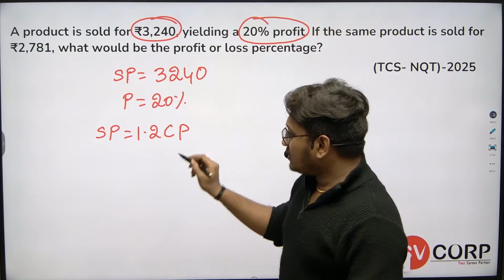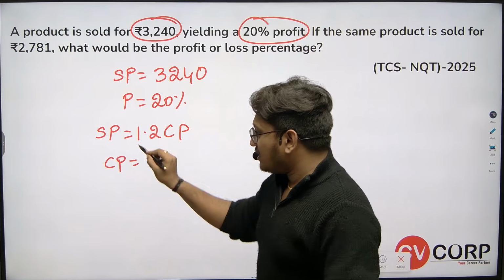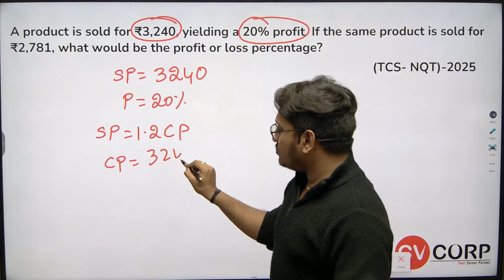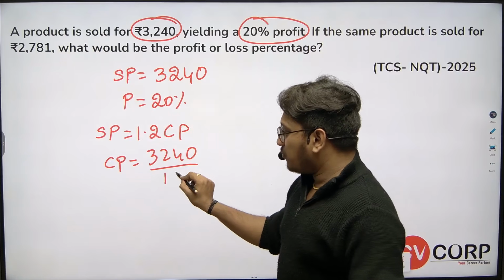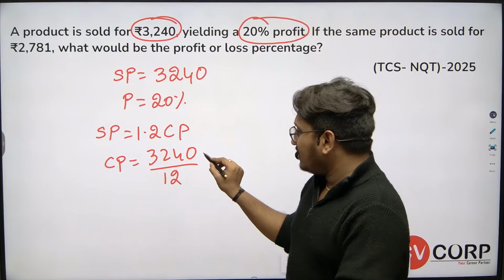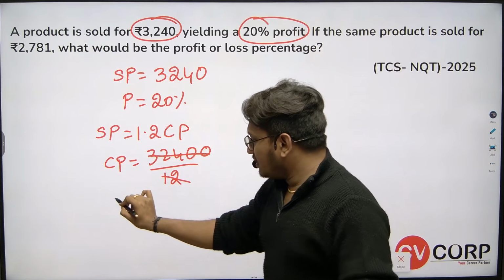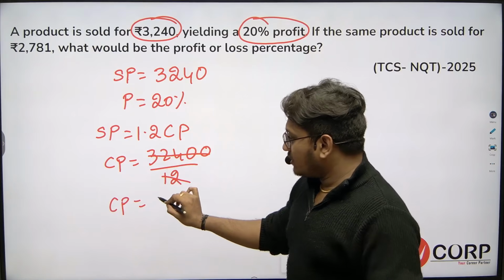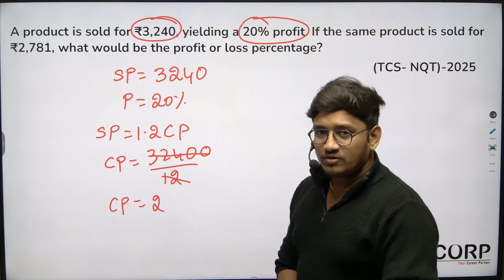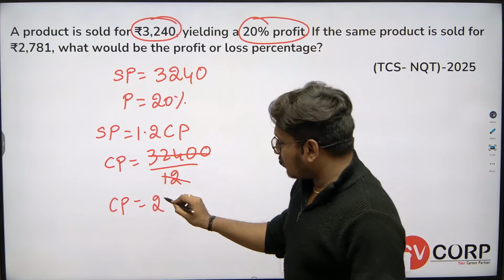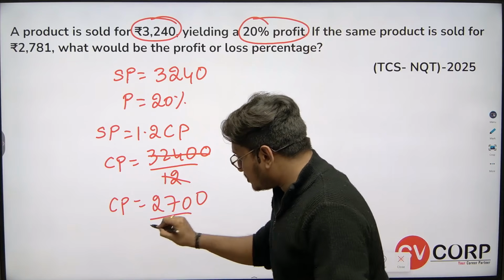Now from this I am finding the cost price. Very simple. Selling price we already know, 3240, divided by 1.2. I am writing it as 12 by 10. This 0 will go to the numerator. Here I got to know the cost price: 12 how many times? 12 2 times is 24. 24, 84. 12 7 times is 84. So cost price is 2700.